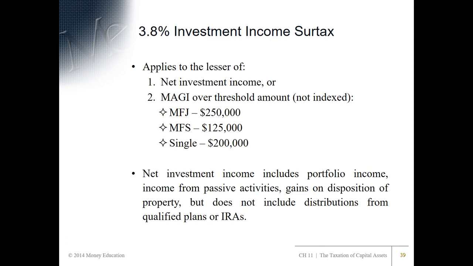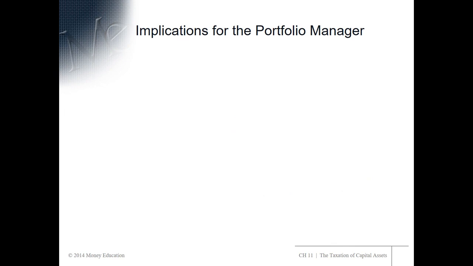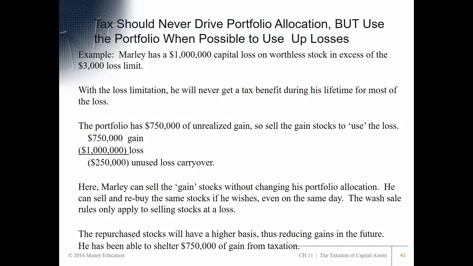So this is a review, and net investment income includes portfolio income, income from passive activities, and gains on disposition of property. That's our capital gains sales there, and other gains, but including capital gains. Okay, so most of this information has been a review. However, there are some profound implications for a portfolio manager on these loss limitations.